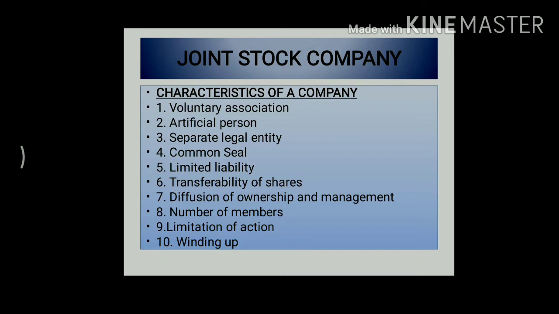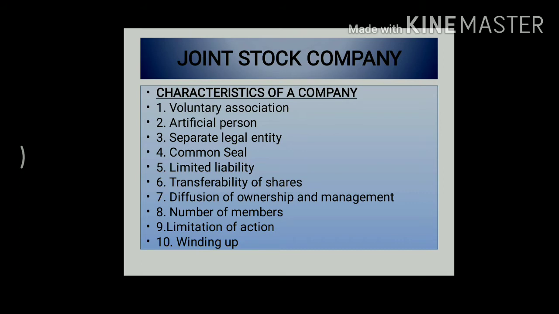Moving to the number of members that are required. If I move with a private company, there is a minimum of 2 and the maximum is 200. That is being set. And if I go with the public company, minimum of 7 and the maximum, there is no limit. There can be n numbers of members in a public company.